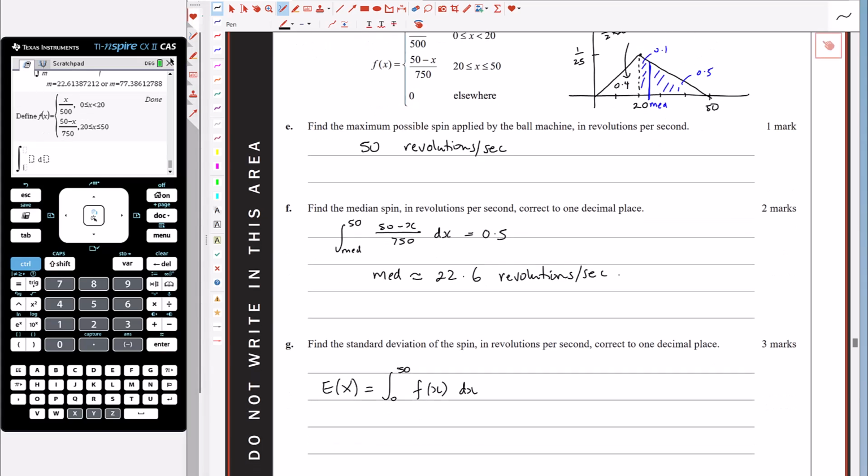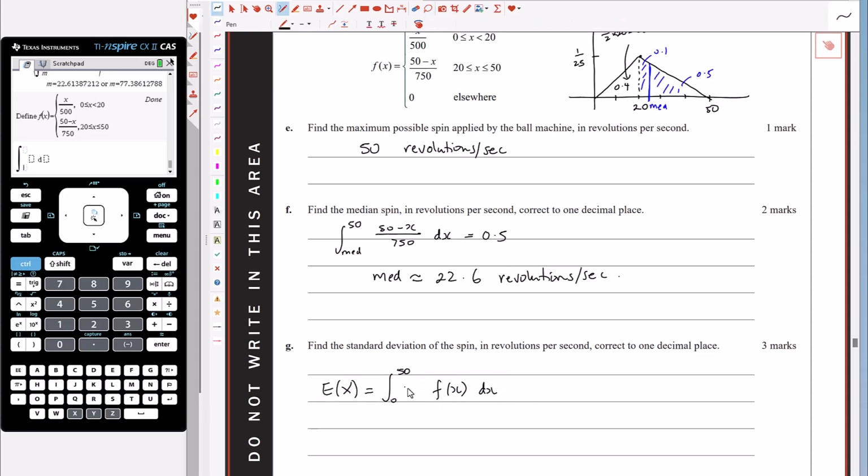Sorry, and I haven't written down my expected value function correctly because it's not that. That integral should be 1. That's the probability density function total area. The expected value is going to be x times f of x. So let's see if it can handle it today. X times f of x, dx. Great.